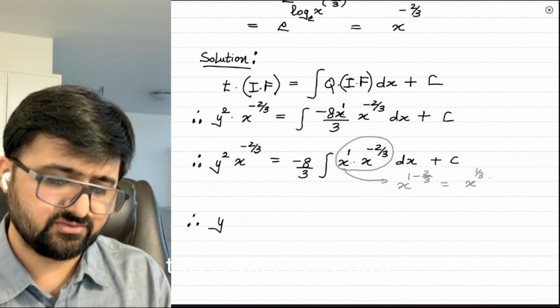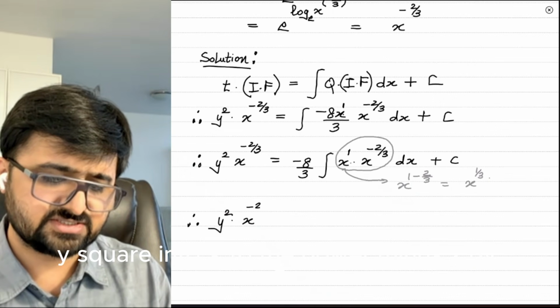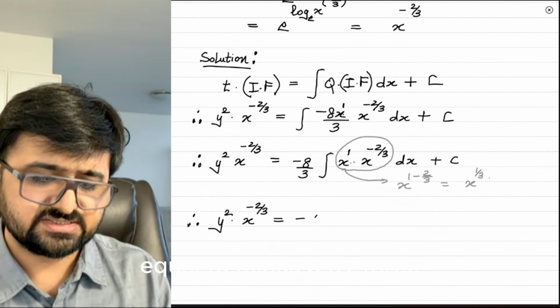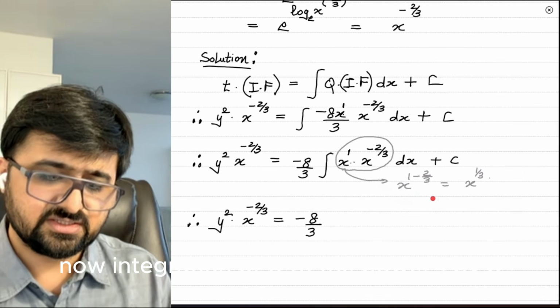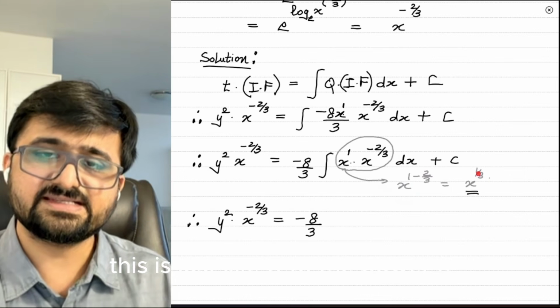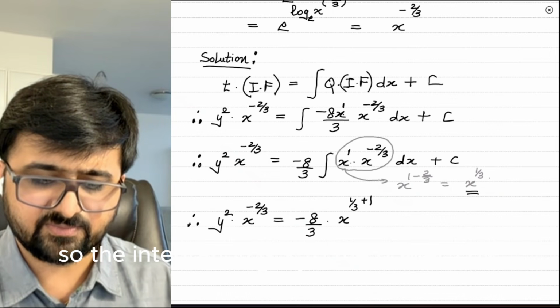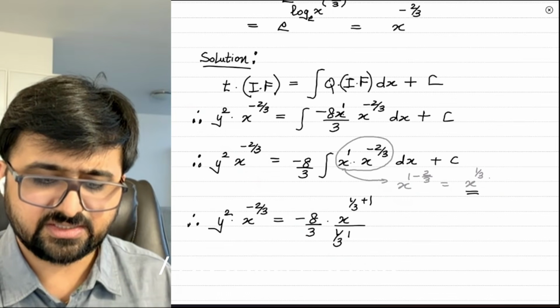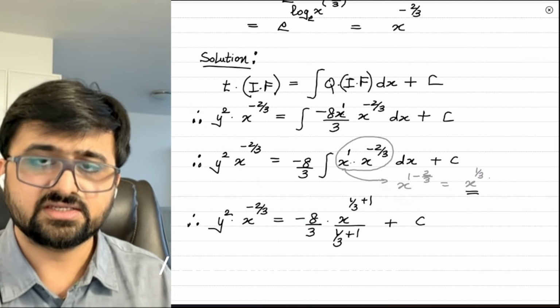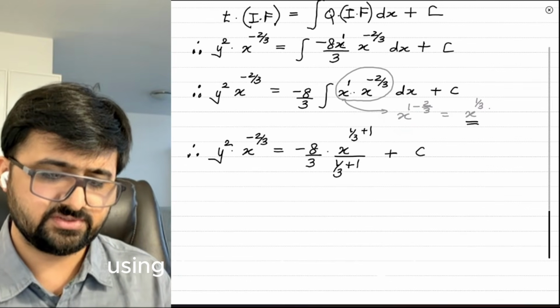This is very easy now. y square into x to the power minus 2 by 3 is equal to minus 8 by 3 times the integration of x to the power 1 by 3. This is just like x to the power n. So the integration is x to the power 1 by 3 plus 1, divided by 1 by 3 plus 1, plus c, using the formula of integration.